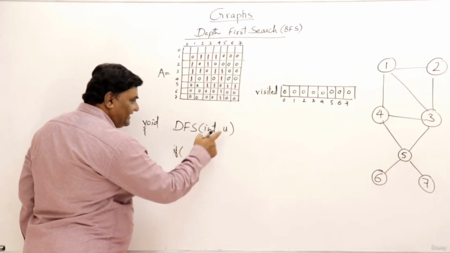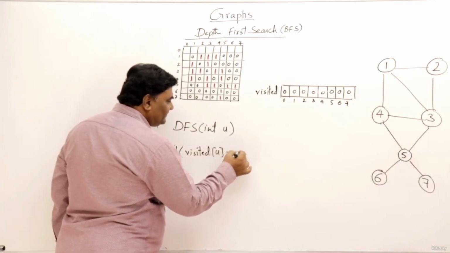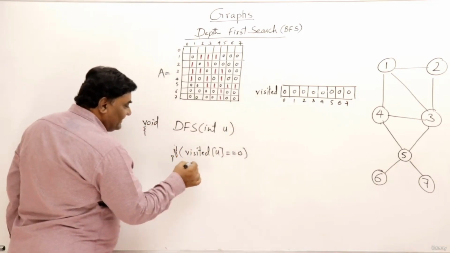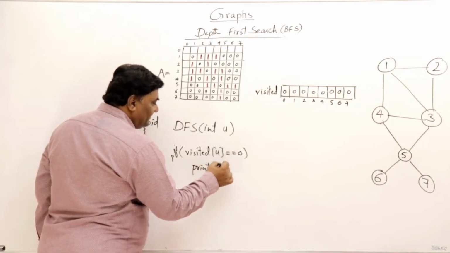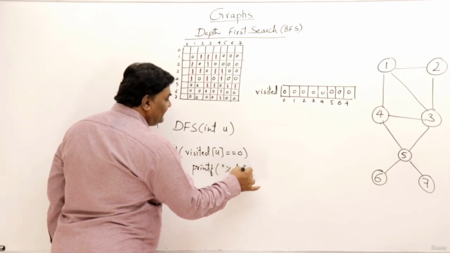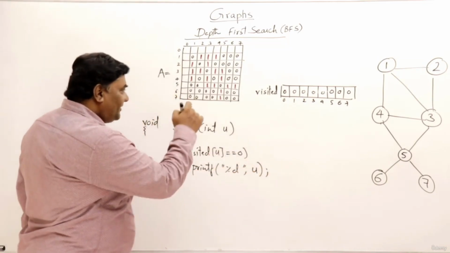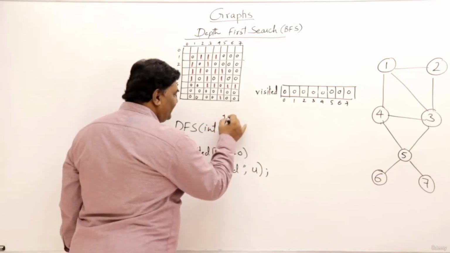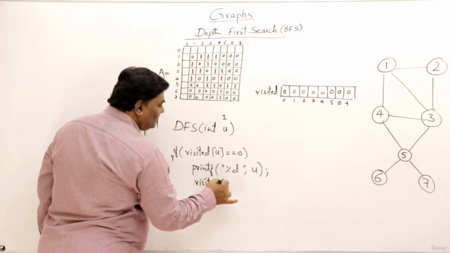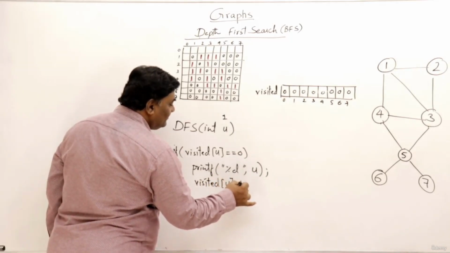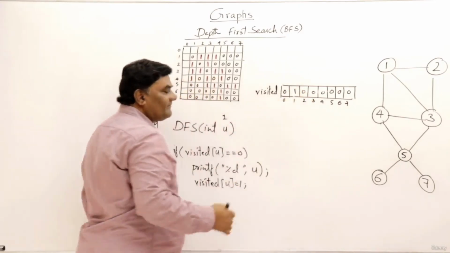First of all, check whether that vertex is visited or not. If visited of that vertex is equal to 0, meaning it is not visited, then visit it. So before visiting, print that vertex. Print %d vertex u. This is printed. Then mark it as visited. Assume that this is 1. Mark it as visited. Visited of u is 1. So mark this as 1.